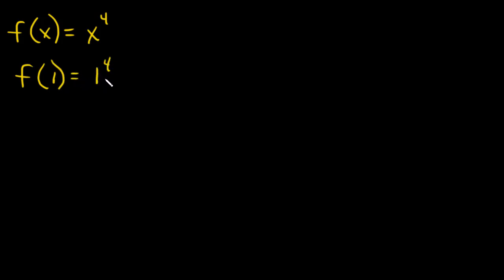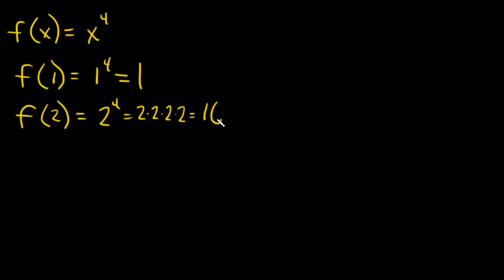And now I'm going to do f of x equals x to the 4th. Okay? So what about if I do f of 1? Well, that would be 1 to the 4th, which is 1 times 1 times 1 times 1, which is just 1. What about if I plug 2 in? Well, that's 2 to the 4th, which is 2 times 2 times 2 times 2, which is 16.